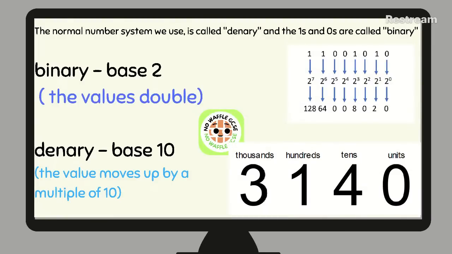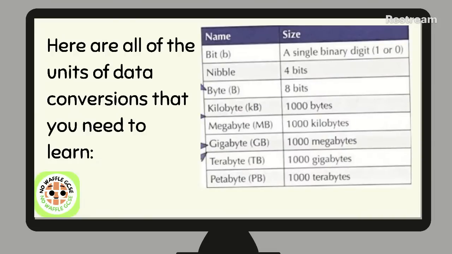Now, the normal number system we use is called denary, and the ones and zeros are called binary. So binary is base 2 because the values are doubling each time. They're going up by powers of 2. Denary is base 10 because we're going up in powers of 10. Now, these are all of the units of data conversions that you need to learn. A bit, nibble, byte, kilobyte, megabyte, gigabyte, terabyte, petabyte. You need to be aware of them because they can definitely ask them.